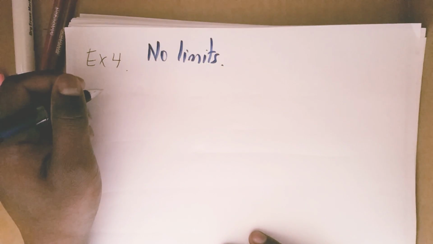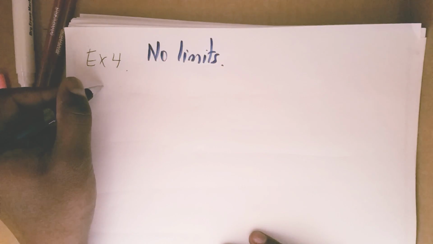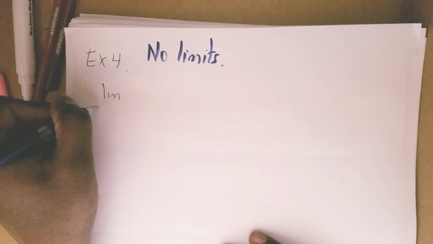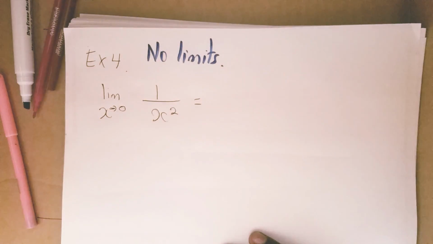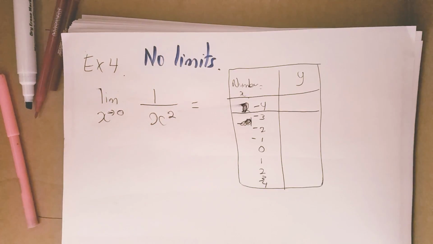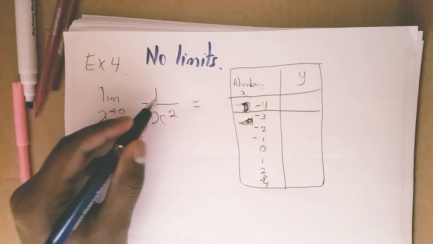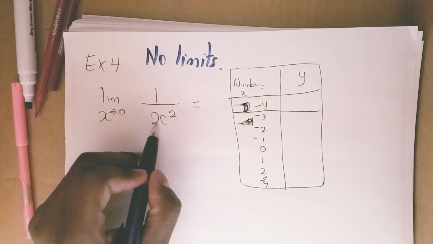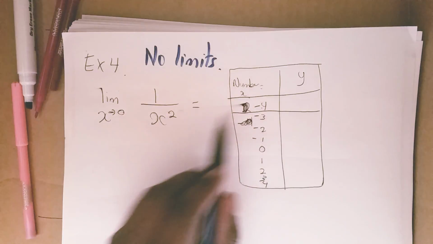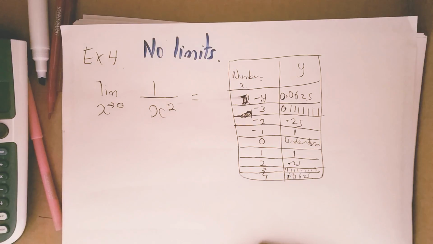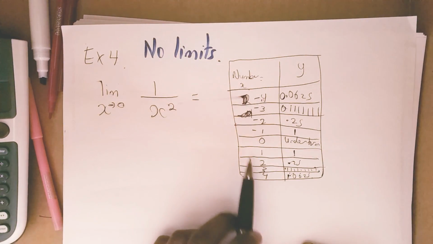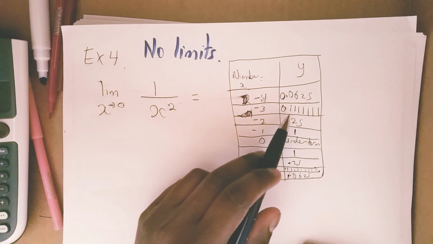So let's say you have the function. Find the limit as x approaches 0 of the function 1 over x squared. What would you get? So let's plot these numbers into this function and see what values we get. When you plot these values into the function, you get these points here.